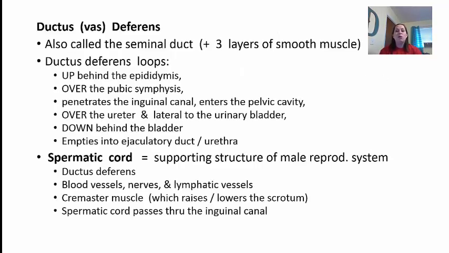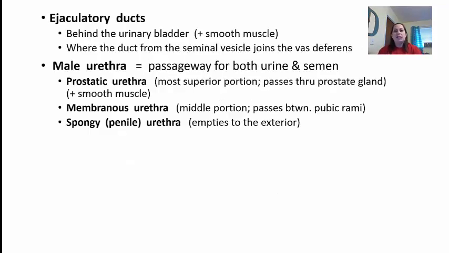One reason why this is important is because we don't want this long tube, as it's going through different areas, to kink up, because if it kinks up and we can't move the sperm, it can cause a buildup and cause problems. We then see this leads to the ejaculatory ducts.